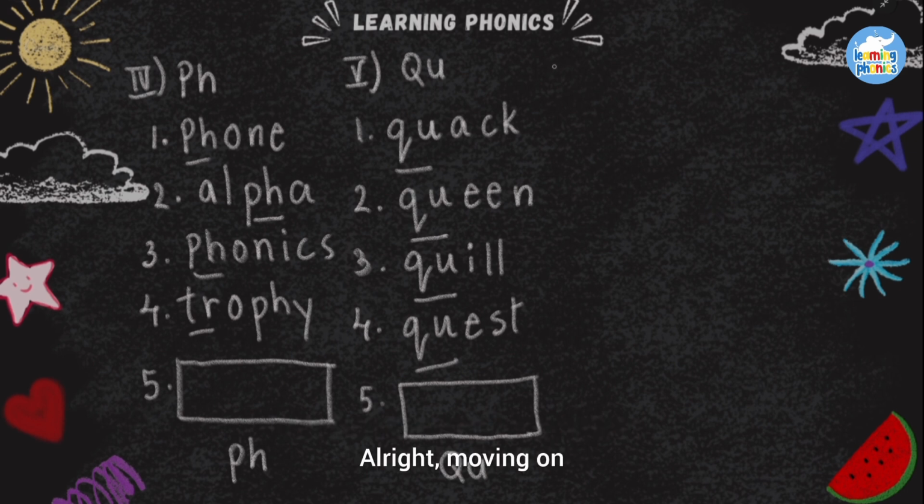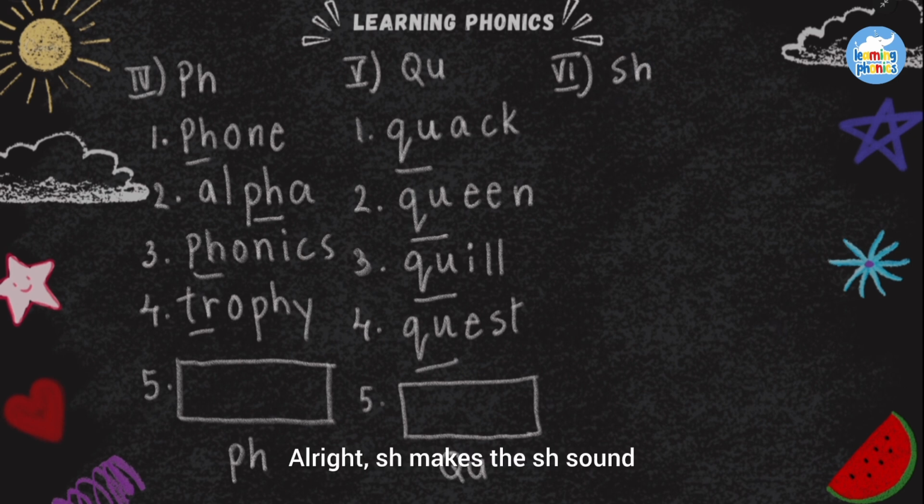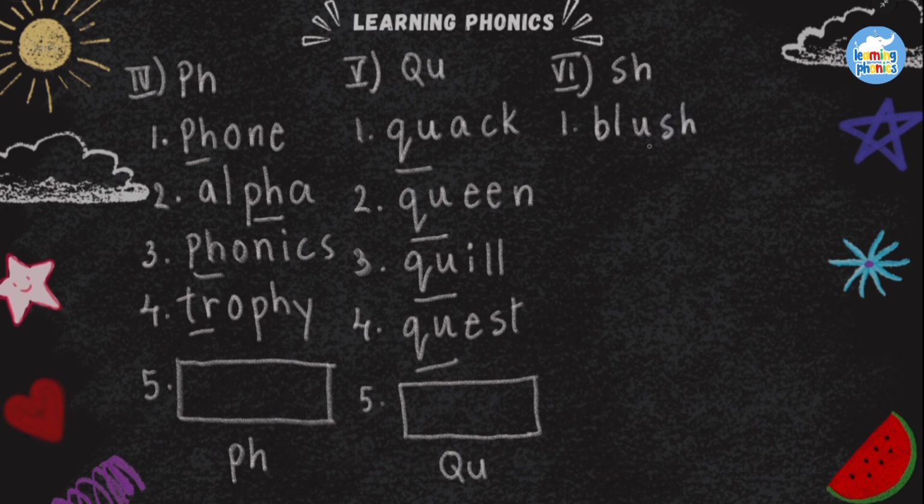All right, moving on. Number six we're gonna have is SH, which makes the sh sound. All right, SH makes the sh sound. First word we're gonna see is bl, sh, blush. See how SH is making the sh sound.